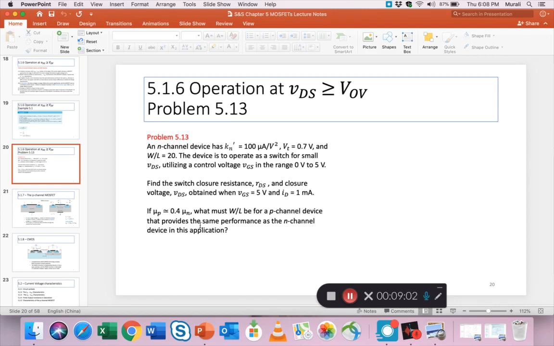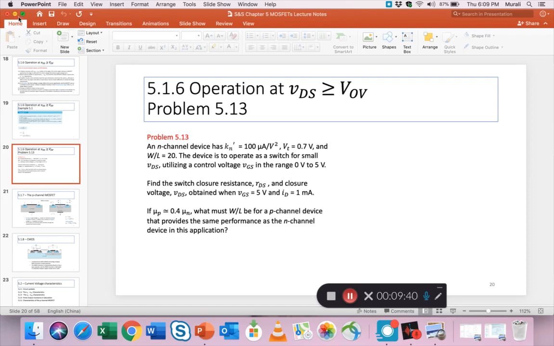To get that same switch using a P-channel device, what size difference would be necessary, right? What different W by L would be necessary is what he's asking. And the reason we are asking this question is because we know that the hole mobility mu p is only about 40% of the electron mobility. So given that difference, how do you still get the same resistance? Obviously you have to play with the area, the width and the length, to get that.